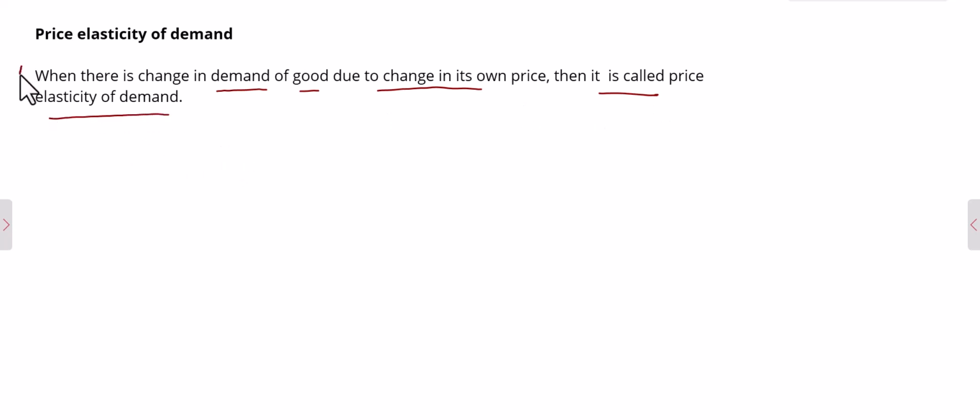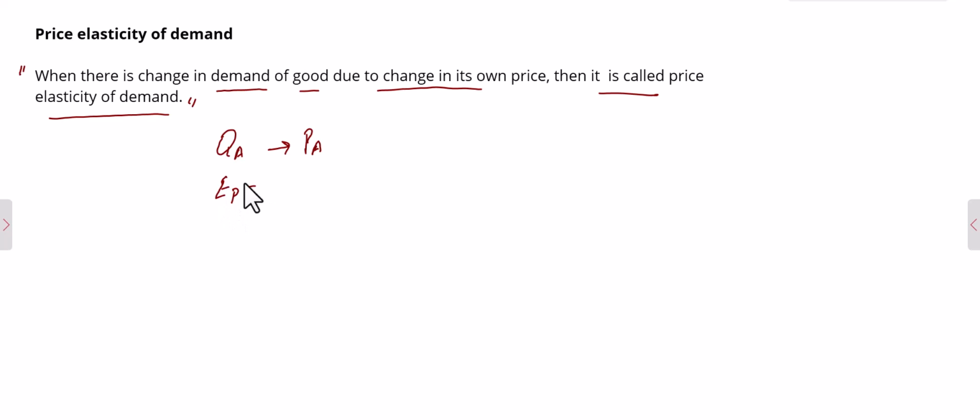So, in simple words, we can also say that how much change or how much response is shown by quantity of A when there is a change in price of A. Here A is representing a good A. When price of A changes, then how much change there is in quantity of good A, that is called price elasticity of demand. And price elasticity of demand is represented by EP.